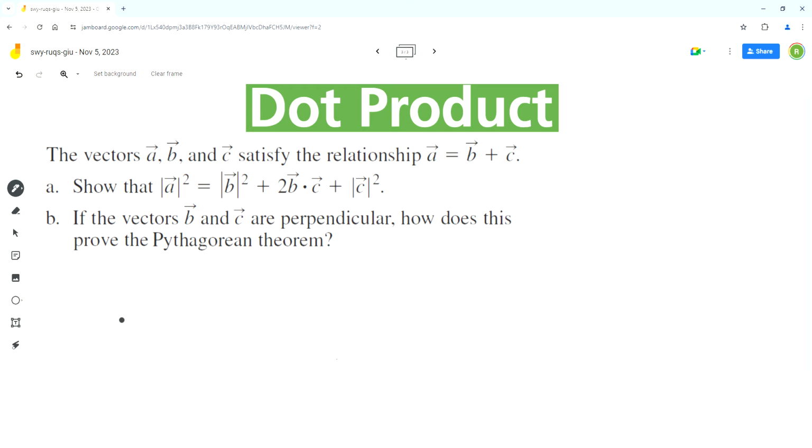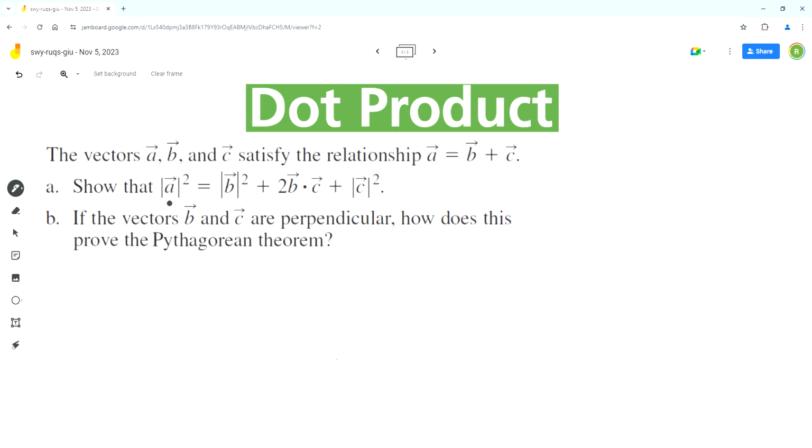So in this video, we'll solve this problem using the concepts of dot product. As per the problem, the vectors A, B and C satisfy the relationship vector A equals vector B plus vector C. So in part A, we have to show that this equation is true.